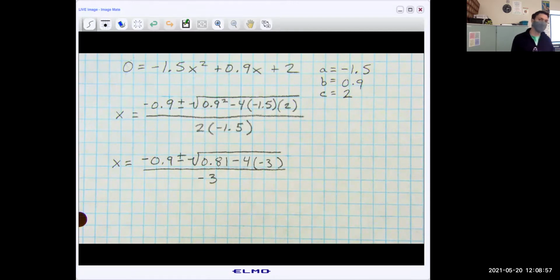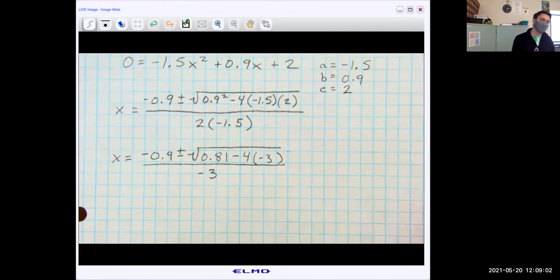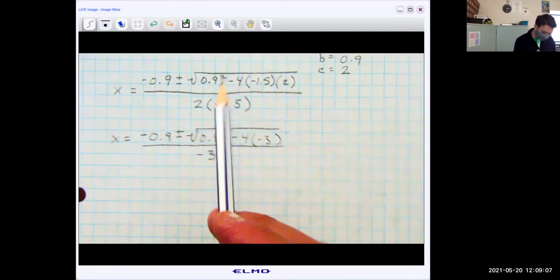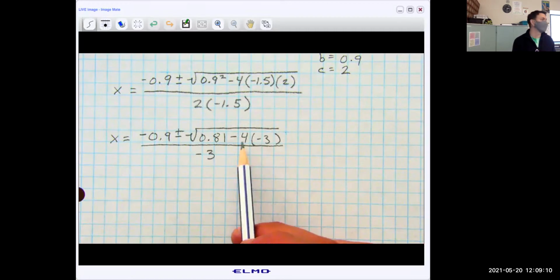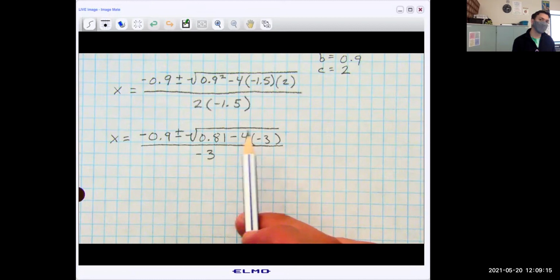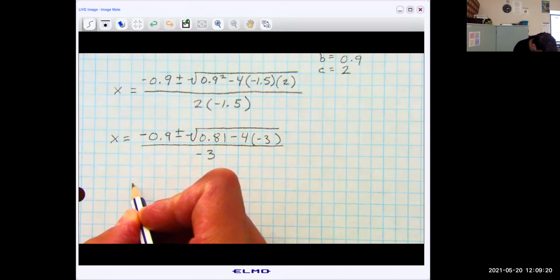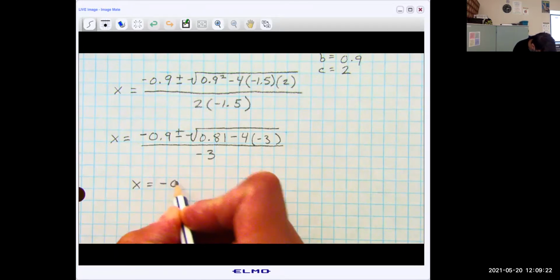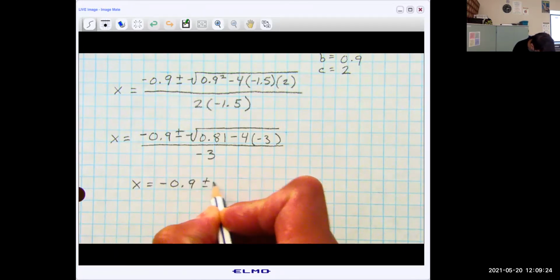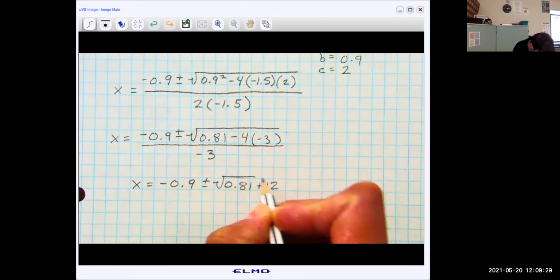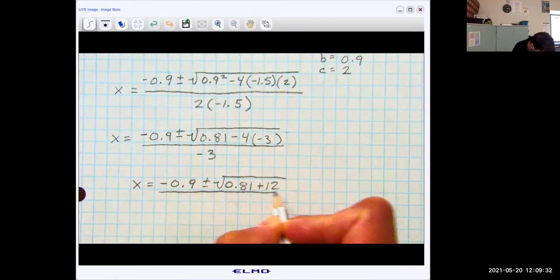And that's the important lesson today, is to know what the steps are when solving with the quadratic formula. For this next part, I'm only going to multiply the negative 3 times the 4. But I'm going to get a minus a negative. So really, this is going to be a plus 12 over here. So it looks like this. X equals negative 0.9 plus or minus the square root of 0.81 plus 12, all divided by negative 3.